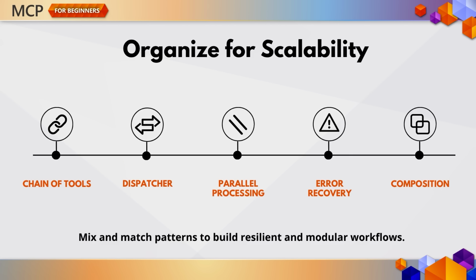When designing tools, lean on established patterns. Chain of tools: one tool feeds into the next. Dispatcher: routes requests to specialized tools. Parallel processing: run multiple tools at once for speed. Error recovery: try fallback tools if the primary fails. Composition: combine smaller workflows into larger ones. These patterns increase flexibility and help you build workflows that scale and recover gracefully.